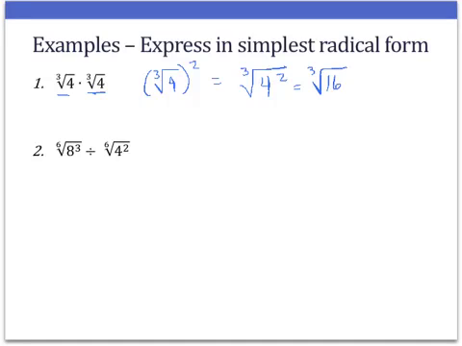Well, let's think of factors of 16 that are a perfect cube. Well, 8 is, so 8 times 2. And 8 is 2 cubed, so it gives me 2 cube root 2.